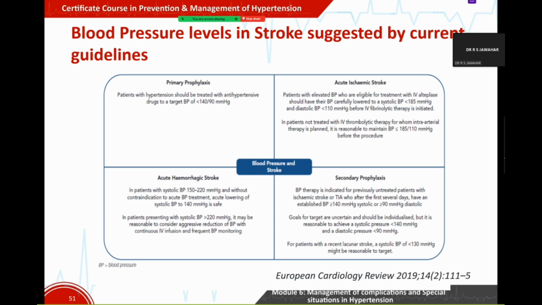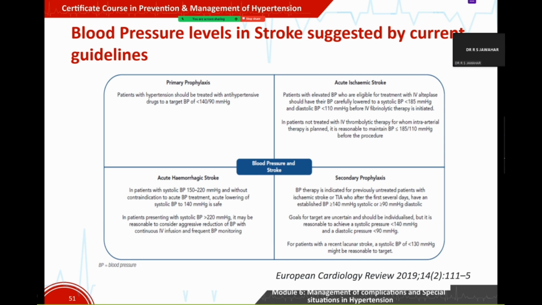So blood pressure levels in the stroke suggested by the current guidelines: primary prophylaxis, acute ischemic stroke, secondary prophylaxis, acute hemorrhagic stroke. So let us concentrate on the prophylaxis, both the primary and the secondary. In the primary prophylaxis, patients with hypertension should be treated with antihypertensive drugs to a target BP of less than 140/90. Even 130/80 is also advisable. That is the primary prophylaxis.